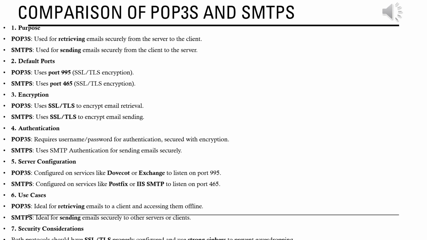Number five would be server configuration. POP3S configures on servers like Dovecot or Exchange to listen on port 995, and then SMTPS configures on servers like Postfix or IIS to listen on port 465. Number six would be use cases. POP3S is ideal for retrieving emails to a client and accessing them offline. SMTPS is ideal for sending emails securely to other servers or clients.